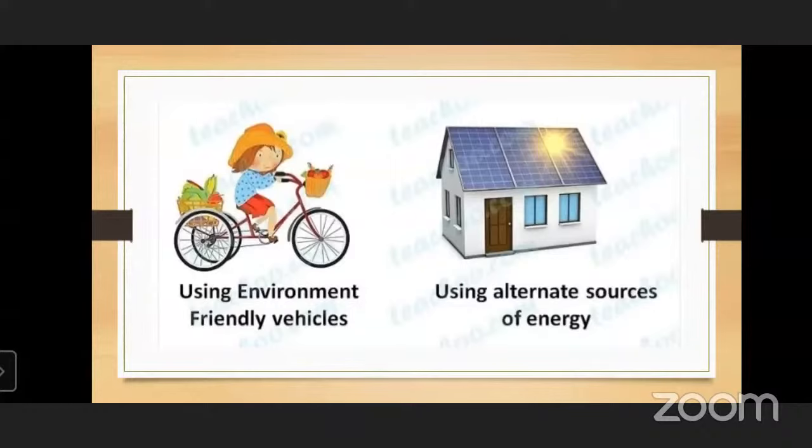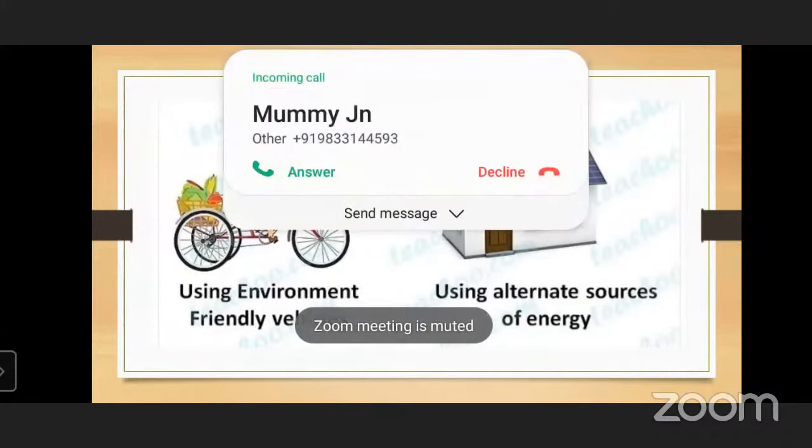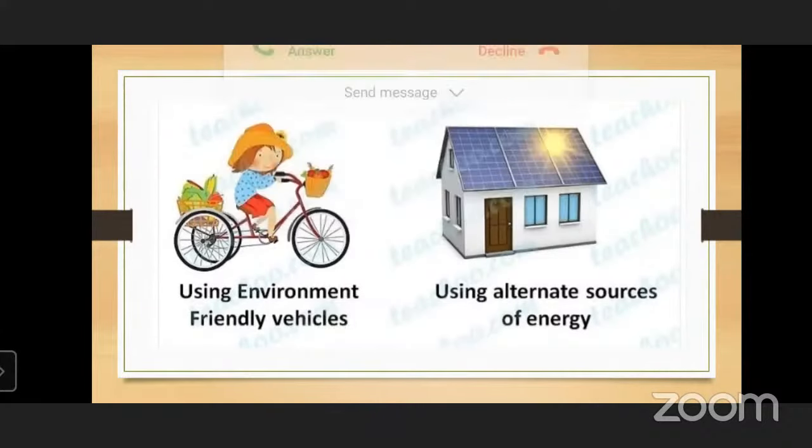Electricity of energy. Yes, second point is using alternate source of energy. So what is the alternate source of energy? What is there in the picture? There was one house, and on the house there was the sun. Yes, but what is the sun giving? There is the sun, there is the house, but what is the sun giving?